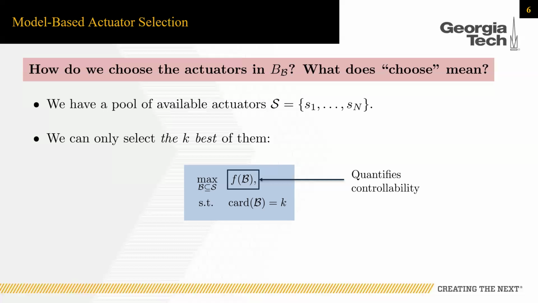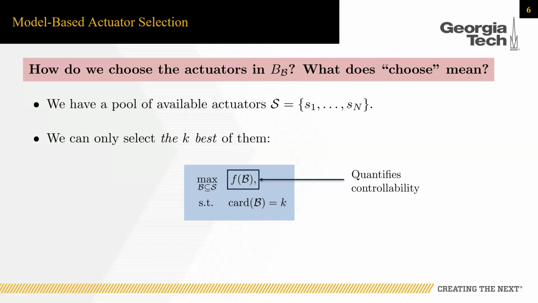Of course, I told you one of the things that we want for actuator placement is to improve controllability. So we have to select the best of them such that we maximize controllability, okay? I haven't told you yet what this F of mathcal B is, but of course I have to pick the K best of them, okay?